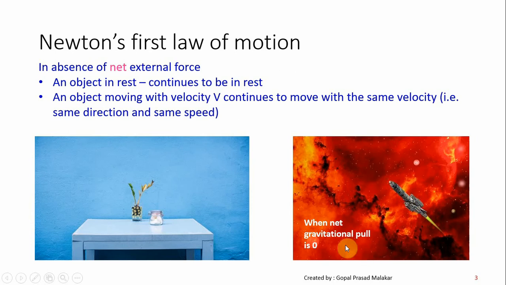this kind of thing you can see in interstellar space where net gravitational pull is 0 from all the objects. In that case, if a particle is moving with velocity v, it will keep moving with the same velocity. So in the absence of net external force, when all the external forces are balancing out, the object continues to stay at rest if it is at rest, or continues to move with the same velocity if it is moving.